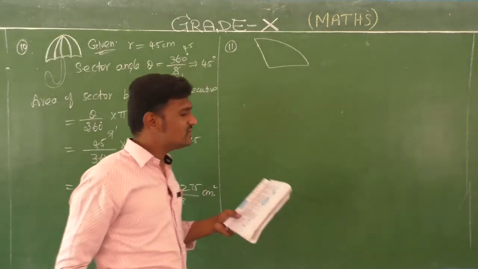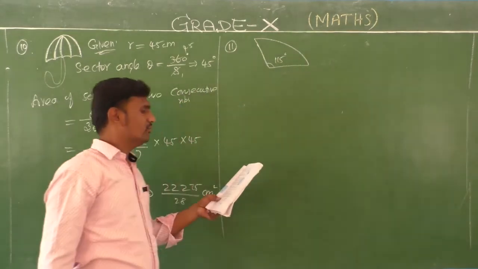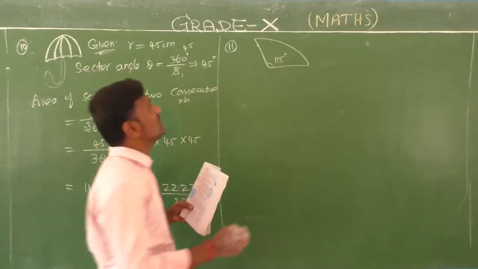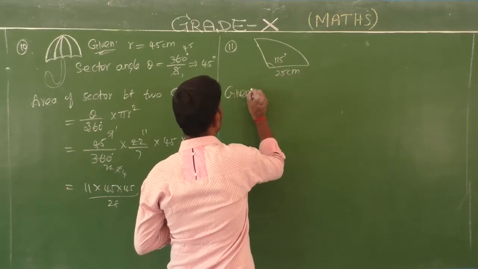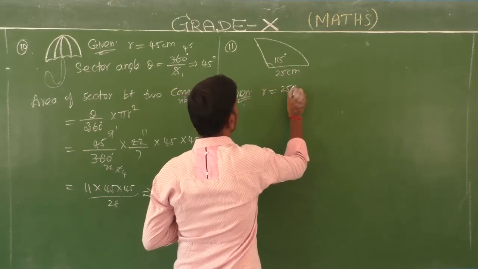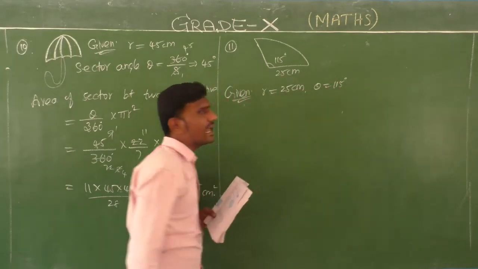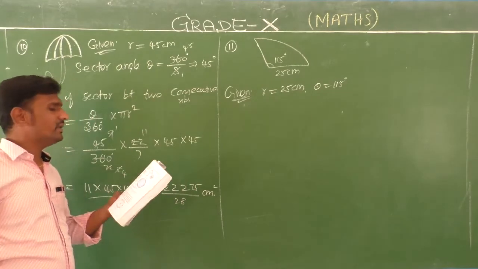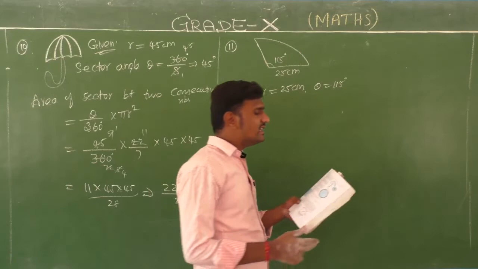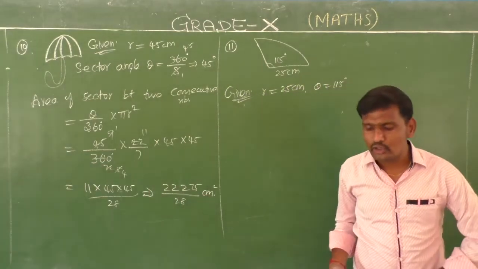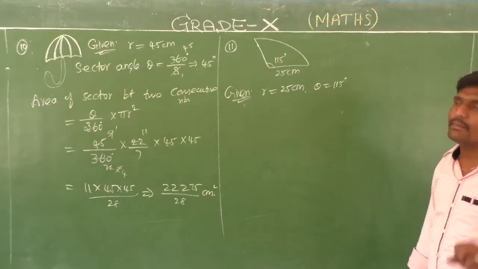Now in each wiper you have a sector angle of 115 degree and a radius of 25 centimeter. So given radius equal to 25 centimeter, sector angle theta equal to 115 degree. Find the total area cleaned at each sweep of the blade. So you have two blades, students. Now the area cleaned by the two blades.